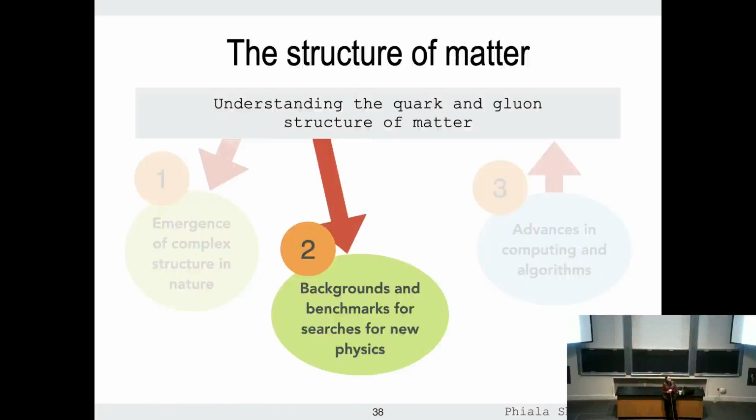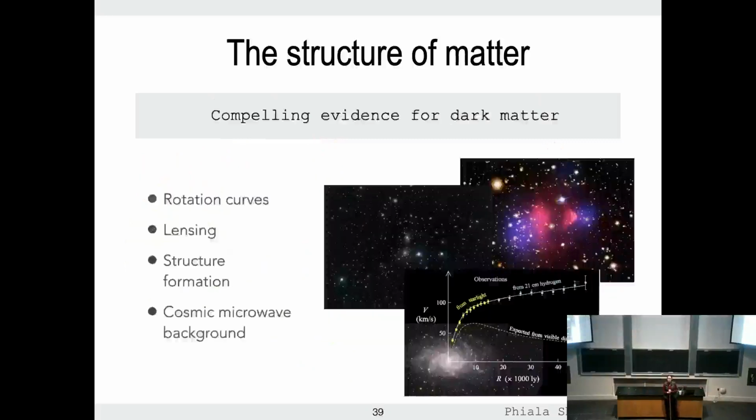Okay, so those were some examples of understanding the structure of matter sort of for its own sake, to see where all the complexity comes from and compare theory to experiment. But also, of course, this is important because we know there's physics beyond the standard model. And let me give you just one example in dark matter. So, of course, there's abundant evidence for dark matter. I'm not going to go into great length, but everything from galactic rotation curves. So here's a nice spiral arm galaxy.